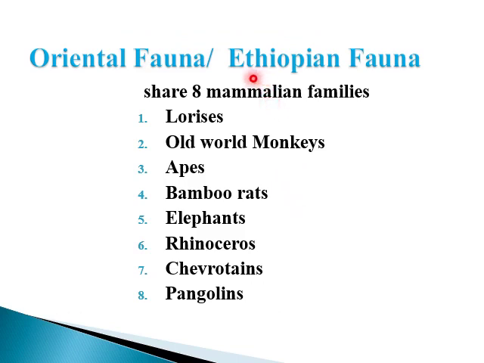If we talk about the families that are present in different areas that are similar to the Oriental fauna, firstly we will discuss the families that are common in the Oriental region and the Ethiopian region. There are about 8 different mammalian families that are present in both of these regions. Firstly, the lorises, Old World monkeys, apes, bamboo rats, elephants, rhinoceros, chevrotains, and pangolins. These are basically the mammalian families that are present in both of the regions, the Oriental and Ethiopian regions.